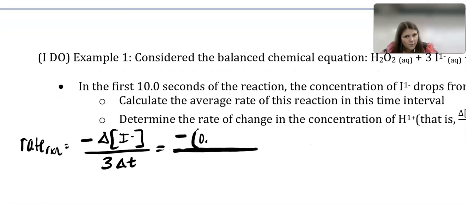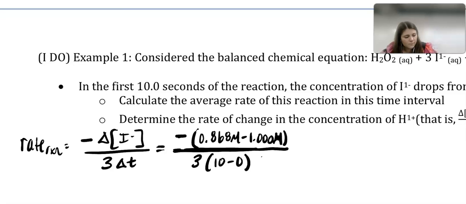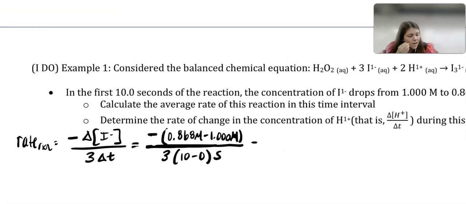So 0.0868 molar. Oh, my bad, 0.868. I didn't think it would change that much. Okay, 0.868 molar minus 1 M. And then the time interval, it says in the first 10 seconds. You can assume initial was 0. So here, I get my rate of the reaction as 0.0044 molarity per second.